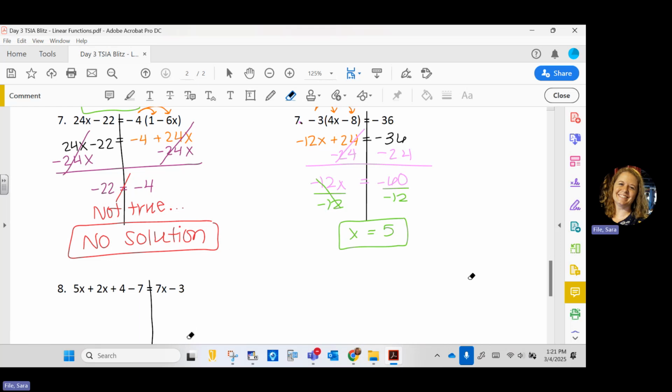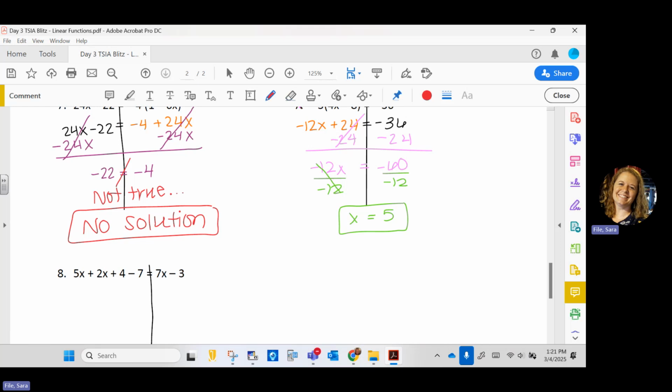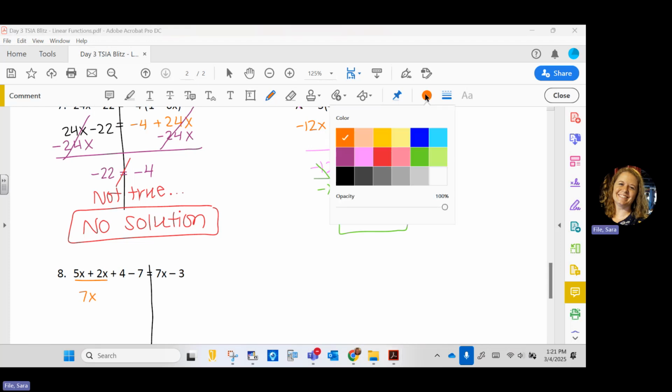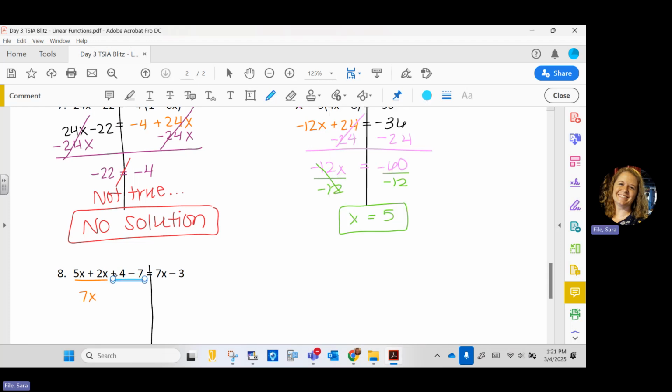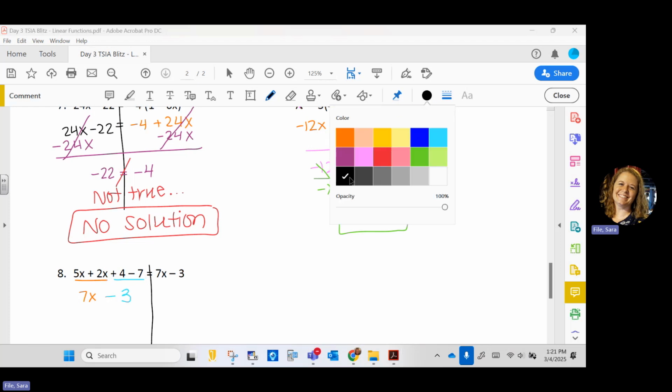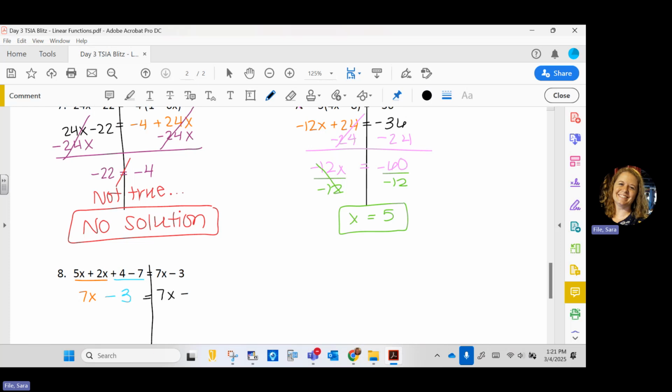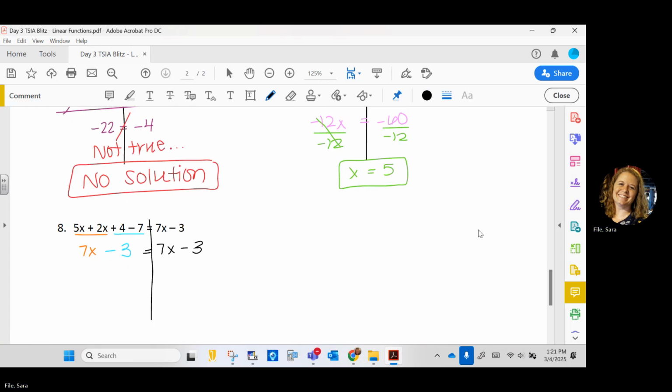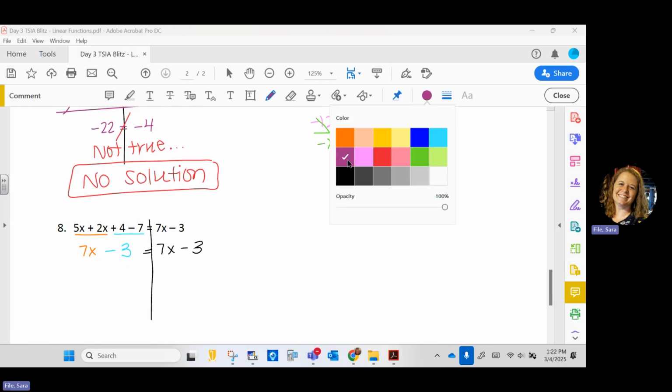Okay. Now let's look at this last one, number 8. If I simplify on the left side, I can see I'll combine these x's to 7x, and I'll combine these constants, plus 4 and a minus 7 to a negative 3. And there's nothing to simplify on the right. That's just 7x minus 3. What do you notice? Does anybody notice it yet? The left and right side are exactly the same, aren't they?